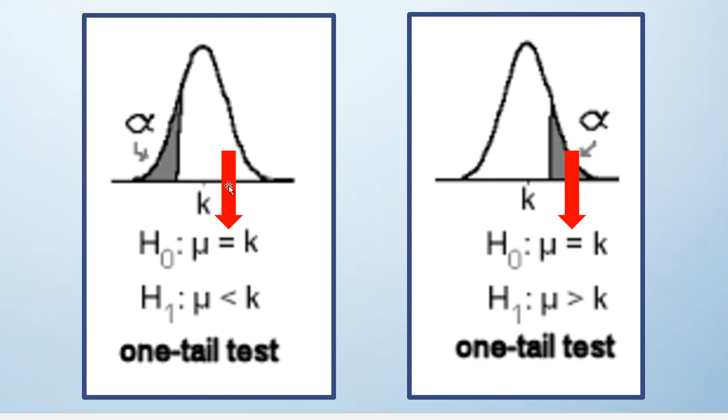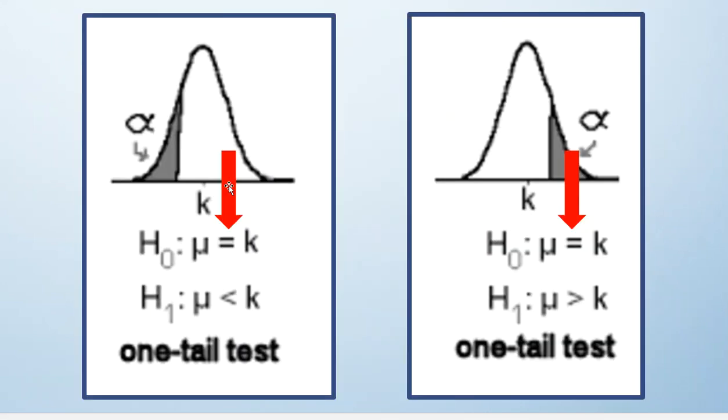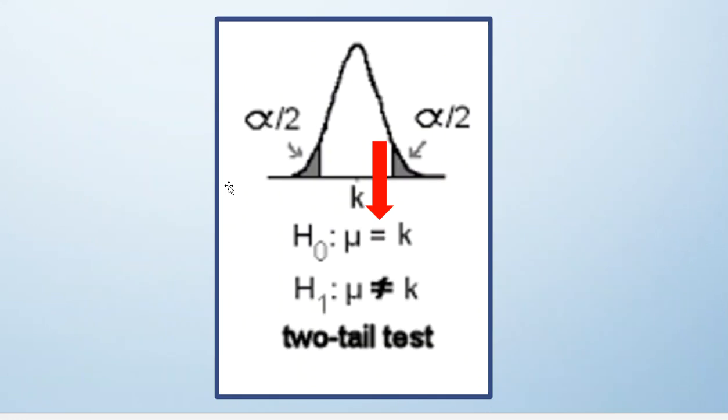There are going to be different types of hypothesis tests. We're going to have a one-tail test. You could see we have a lower tail on the left and an upper tail on the right, or we could have a two-tailed test, and that's when we say that it is not equal to. The other way is when we say that it is either greater than or less than for the alternative hypothesis.